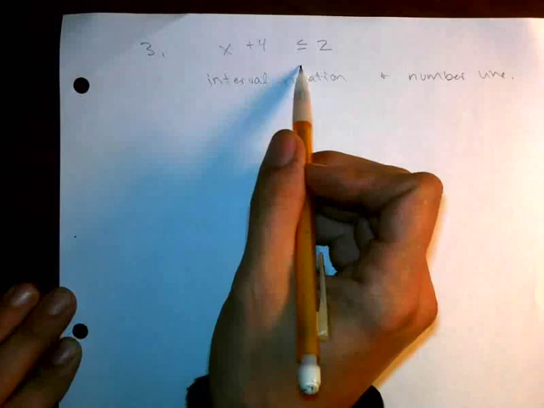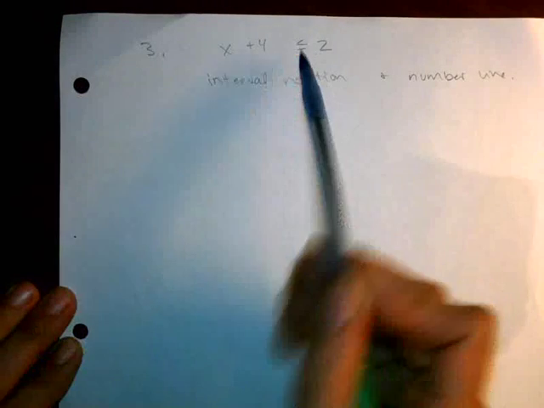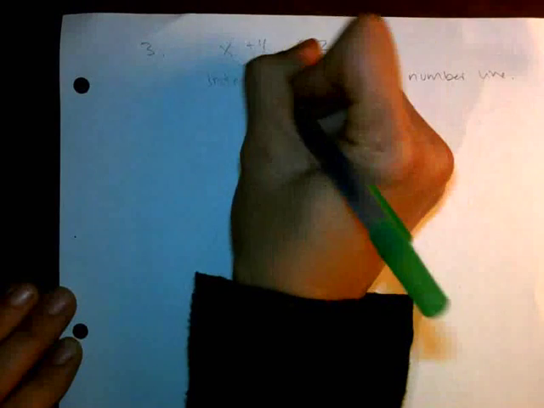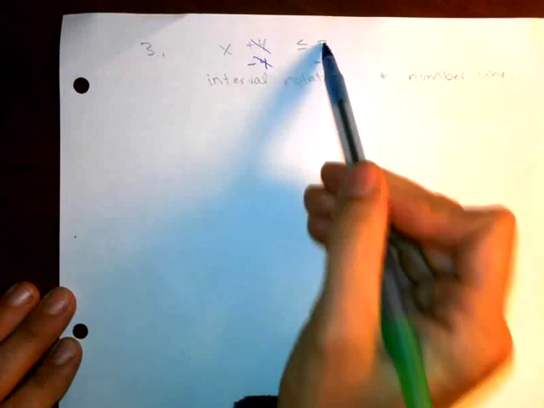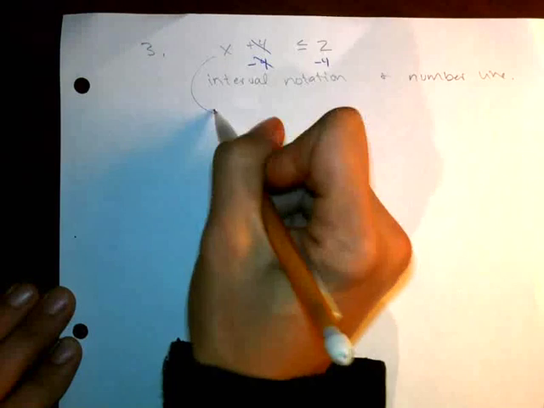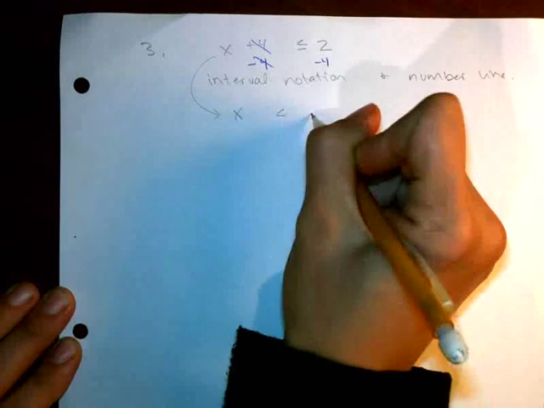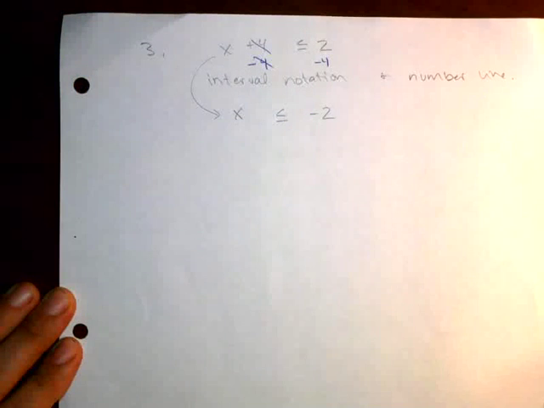So we're looking for what number plus 4 is less than or equal to 2. We're going to solve this the way that we would solve any equation without the less than or equal to sign. So we're going to subtract 4 from both sides, and the 4's cancel, and I have 2 minus 4. So this becomes x is less than or equal to negative 2.